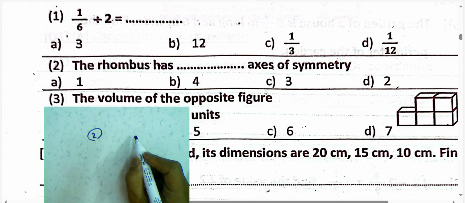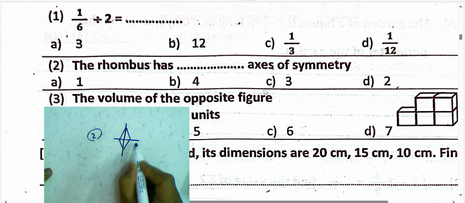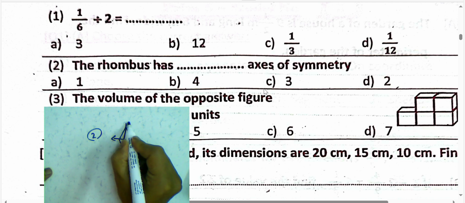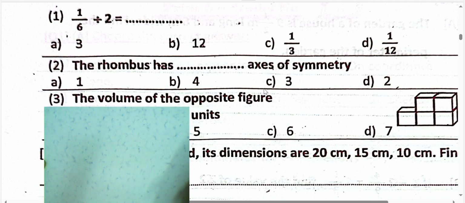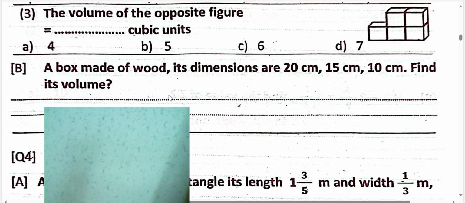Question number 2. The rhombus has 2-axis symmetry. We have 2-axis symmetry here: 1, 2. 2-axis symmetry of rhombus. Next question, the volume of the opposite figure. We can count how many cubes here: 1, 2, 3, 4, 5. We have 5 cubes here. Then the volume will be 5. Choose letter B.